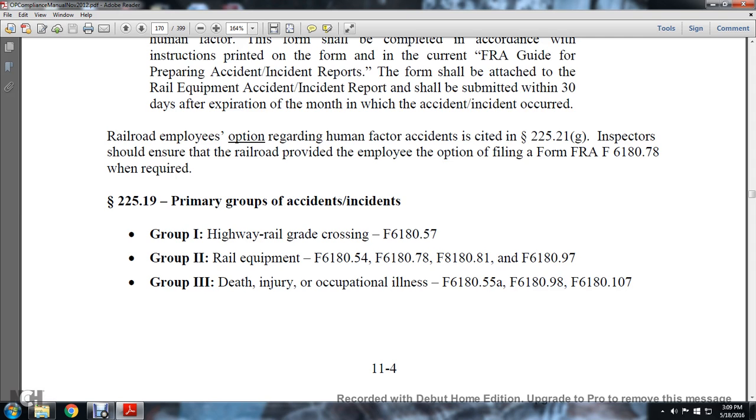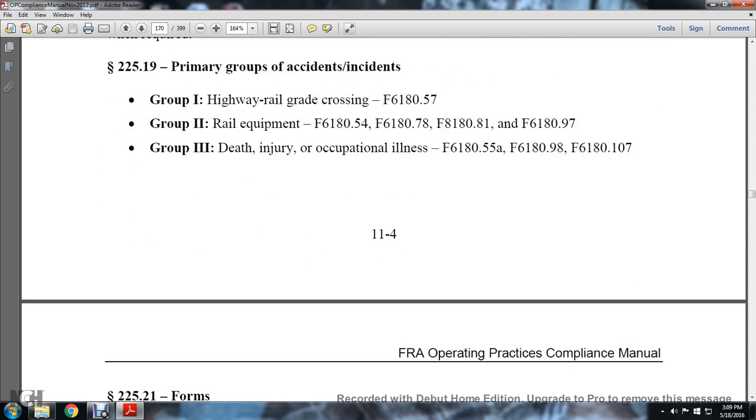Group 3, death, injury, and occupational illness: F6180-55A, 6180-98, 6180-107.